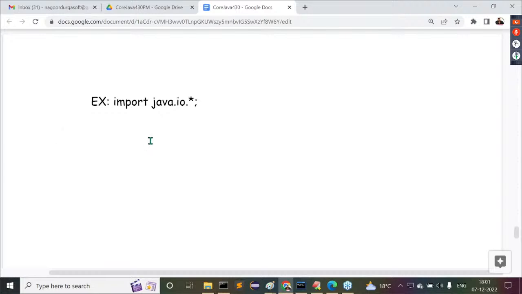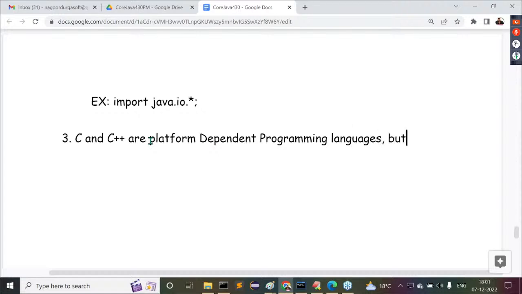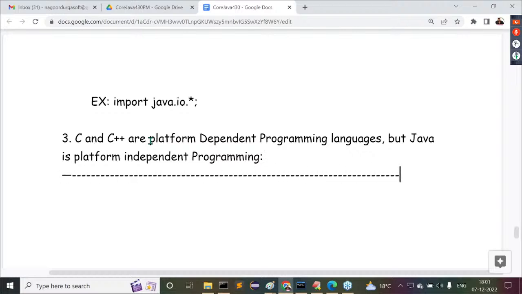These two differences we understood clearly. Tomorrow I'm going to talk about one more very important difference. C and C++ are platform dependent programming languages, but Java is a platform independent programming language. Why? This is the point we have to understand clearly. This difference is very important.